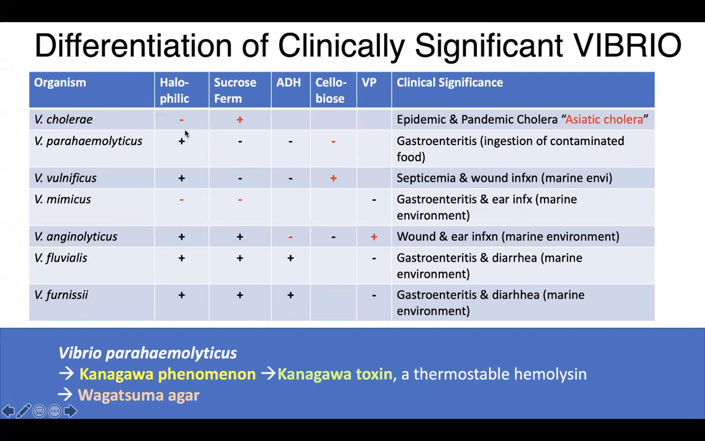to differentiate them. Okay, so Vibrio cholerae is non-halophilic, like Mimicus. For sucrose fermentation, cholerae is positive. Okay, Mimicus is negative. For ADH, positive lang si Fluvialis and Furnissii. Okay, for cellobiose, vulnificus, for Voges-Proskauer, Anguillarum.